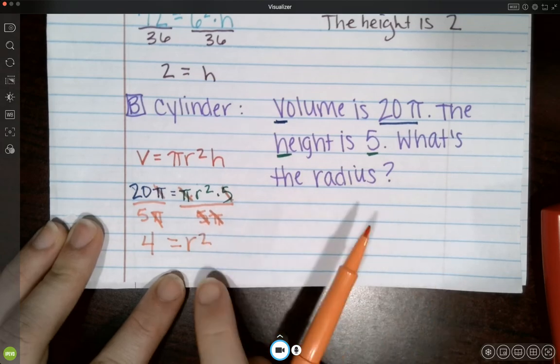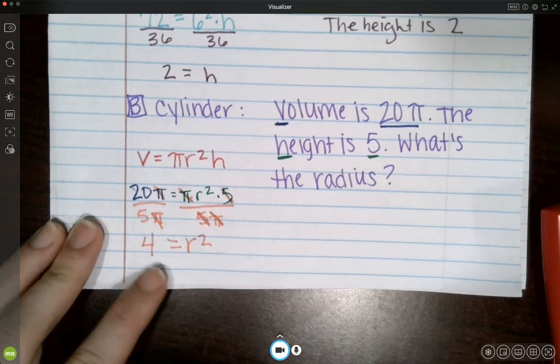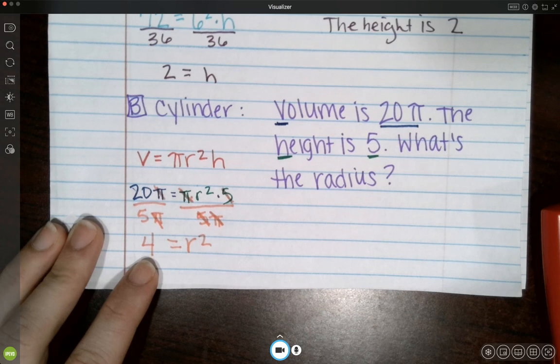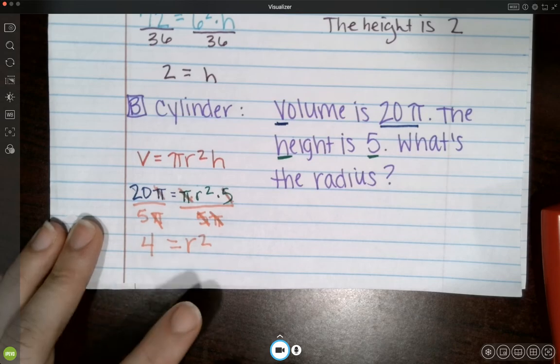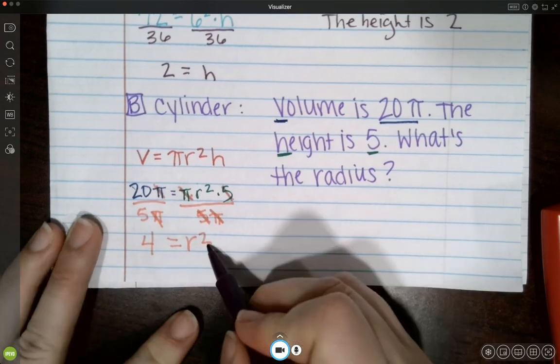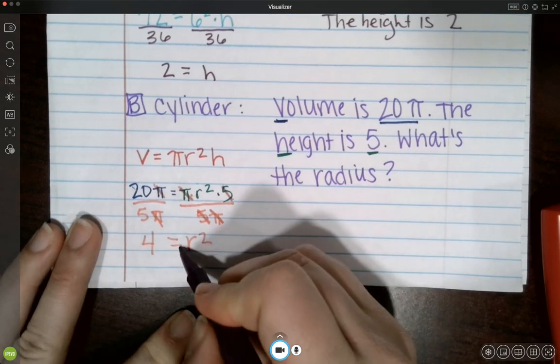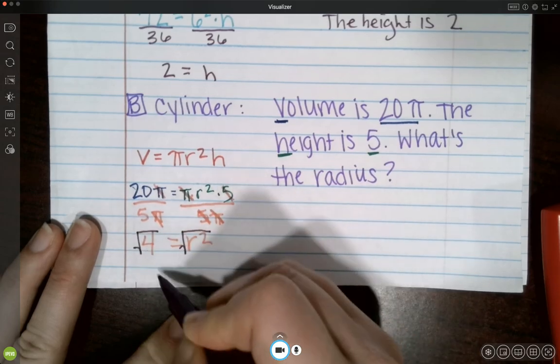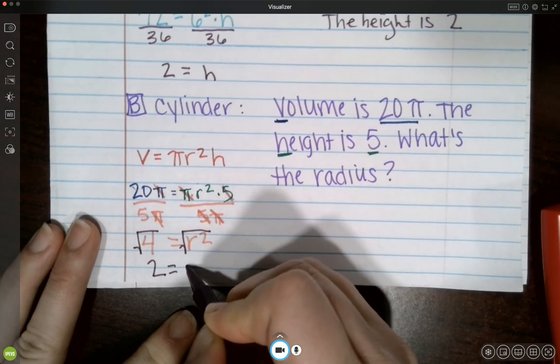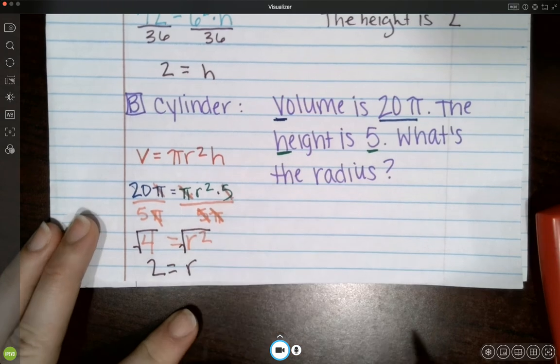Now, a lot of times we end here. We cannot end here. I want to know what is the radius. The radius squared is 4. So to find the radius, we need to undo squared. So the opposite of squared, remember, is square root. And what I do to one side, I do to the other. So the square root of 4 is 2. And square root is canceled.